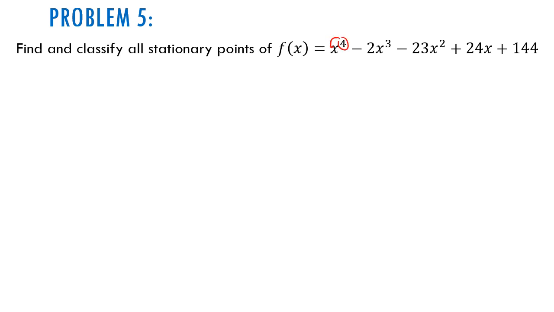So the 4, we're going to move in front. So we have 4x to the third. We're going to take the 3, move it in front. So 3 times -2 is -6x to the second. Move 2 in front. -23 times 2 is -46x. Take the 1, move it in front. 24 times 1 is 24. X to the 0 doesn't matter. And then we get plus 0. So here is our derivative.